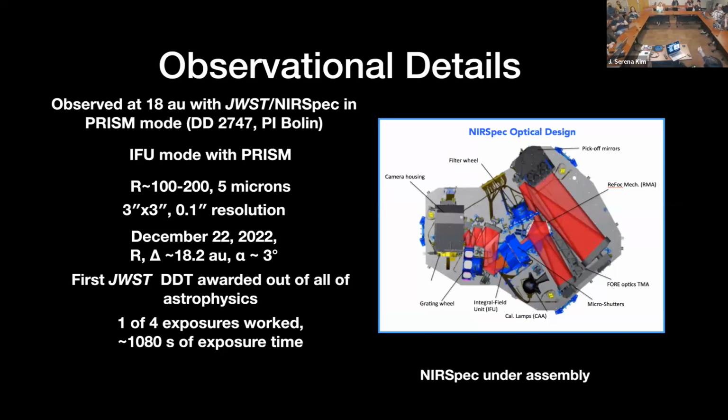We know that it was active, something has to be driving this activity, but we do not know exactly what is driving the activity. But NIRSpec observations can allow us to make a direct measurement of that. Unfortunately, only one of the exposures worked when the observations occurred in December of 2022. There was a guide star failure, but we got a repeat of it in June of 2023, so it's fine.